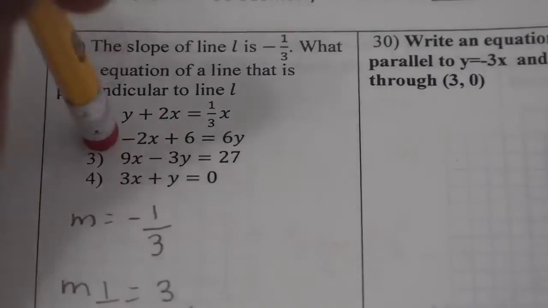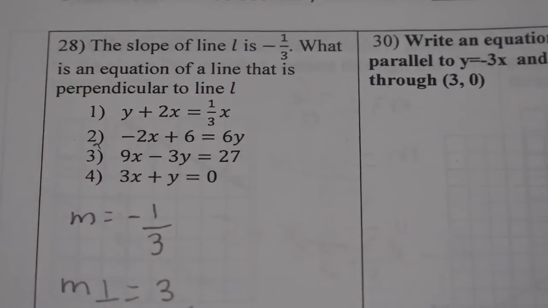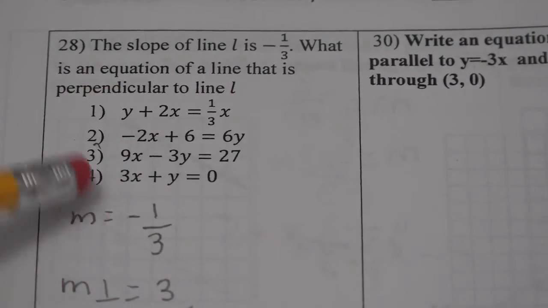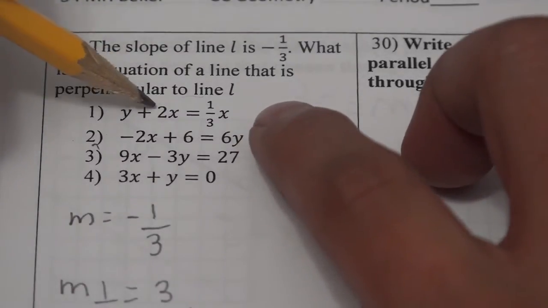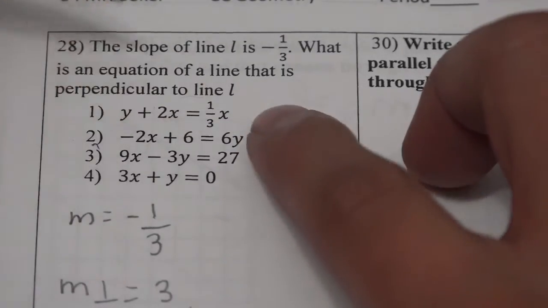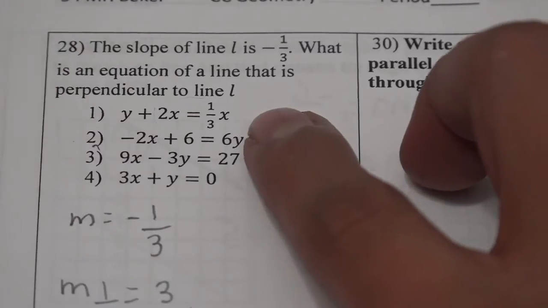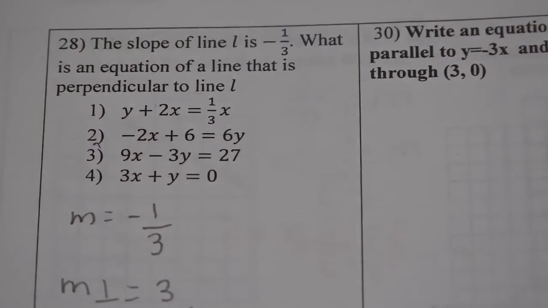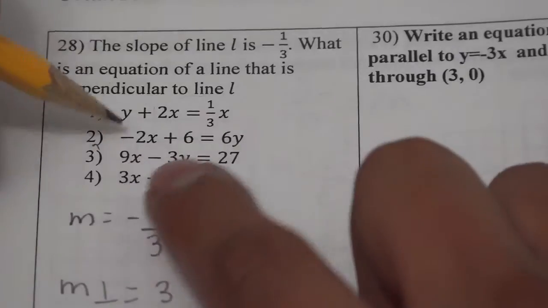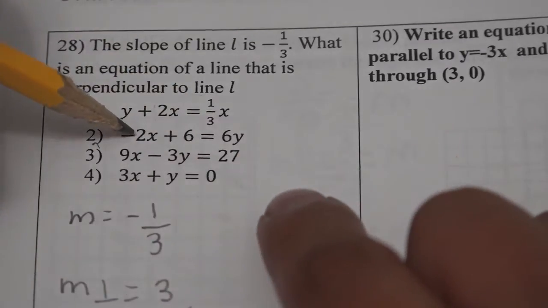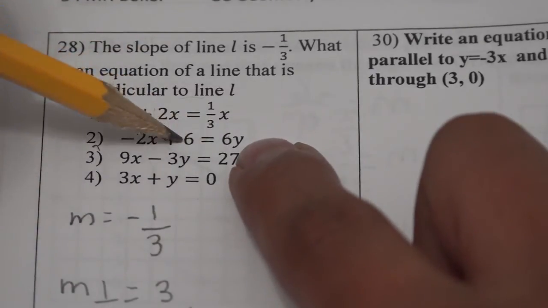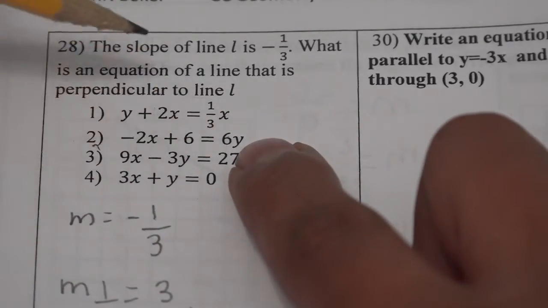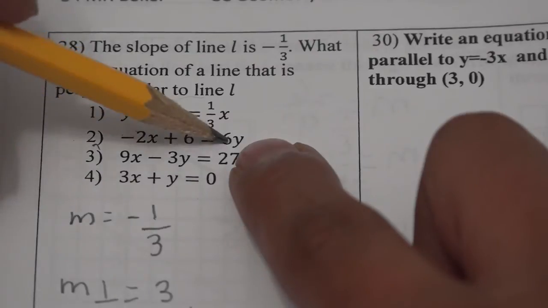So which of these equations has a slope of 3 or 3 over 1? What is the slope here? Well, you're going to subtract 2x from both sides. That's not going to give you a slope of 3 over 1. Here you're going to subtract, and you're going to have a slope of positive 2. No, sorry. The loose number is on the other side. The x is already on the other side of the y. So the slope is negative 2 over 6.